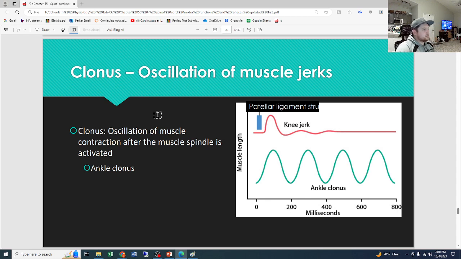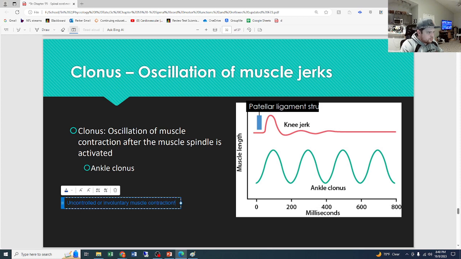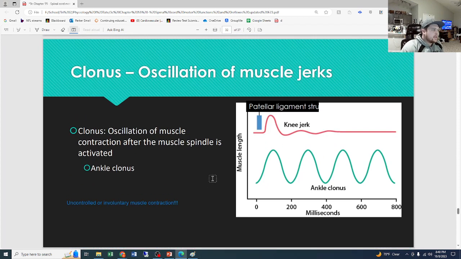Clonus. Clonus is a fun one. So clonus means oscillation of the muscle contraction after the muscle spindle is activated. This is uncontrolled or involuntary muscle contraction. This happens a lot with somebody who has issues with inhibition of the motor neurons. So a lot of neurologic diseases, think like MS, or even like after a stroke, after an upper motor neuron lesion.